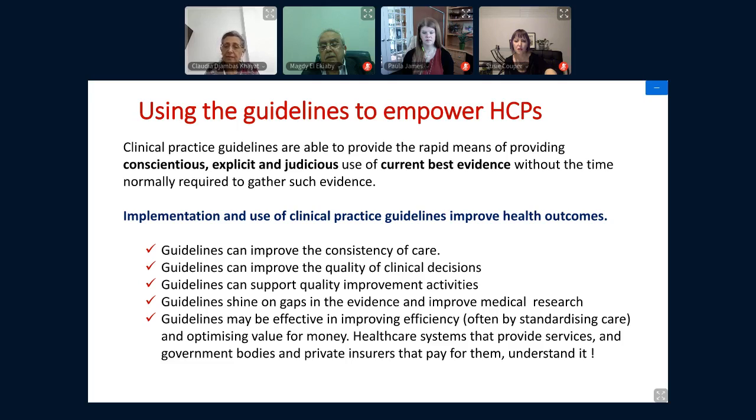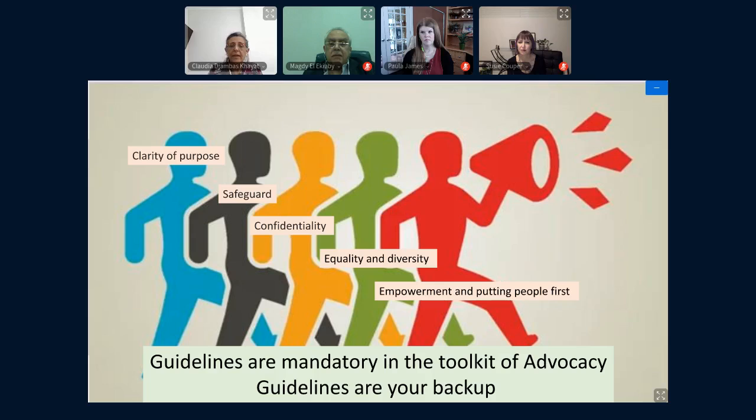Guidelines can improve the consistency of care. They improve the quality of clinical decisions. They support quality improvement activity. They shine a light on gaps in the evidence and improve medical research. And they may be effective in improving efficiency and optimizing value for money. Healthcare systems that provide services, and government bodies and private users that pay for them, understand it.